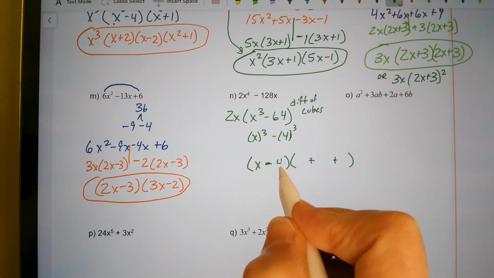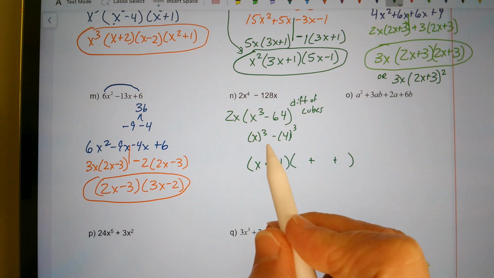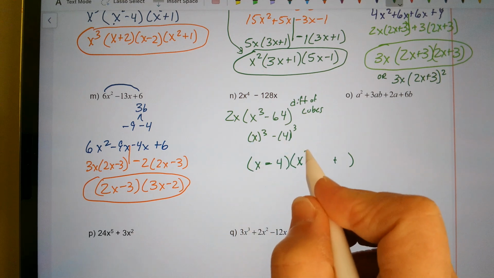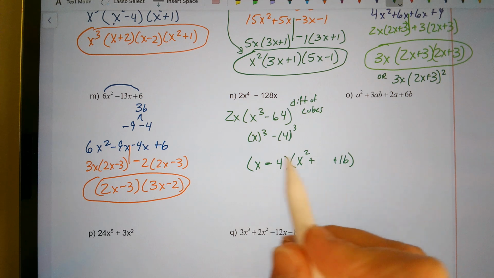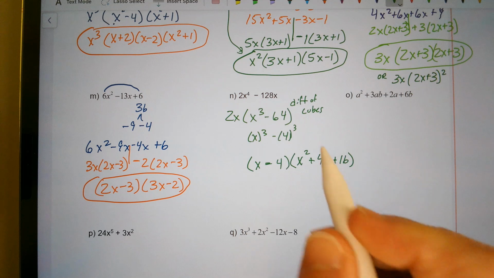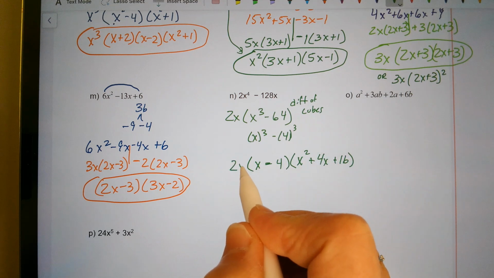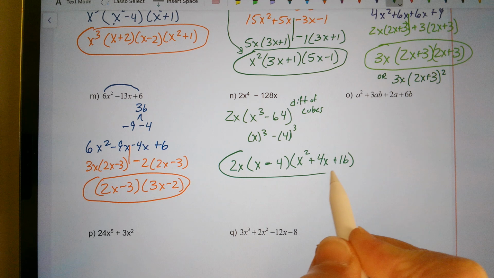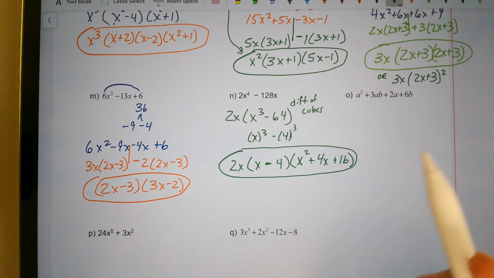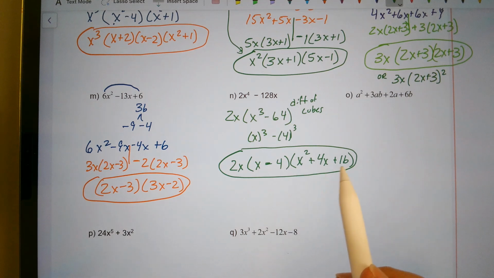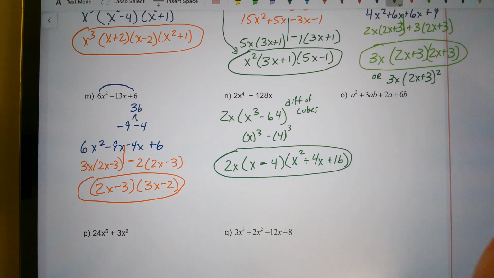Binomial is x minus 4. Trinomial, the first term is x squared. The last term is 4 squared, which is 16. And the middle term is the product x times 4, which is 4x. Bring down the GCF of 2x. And this is factored completely. When you have the sum or difference of perfect cubes and you factor it, the trinomial result is not going to be factorable. So you don't have to say, oh, are there factors of 16 that sum to 4?